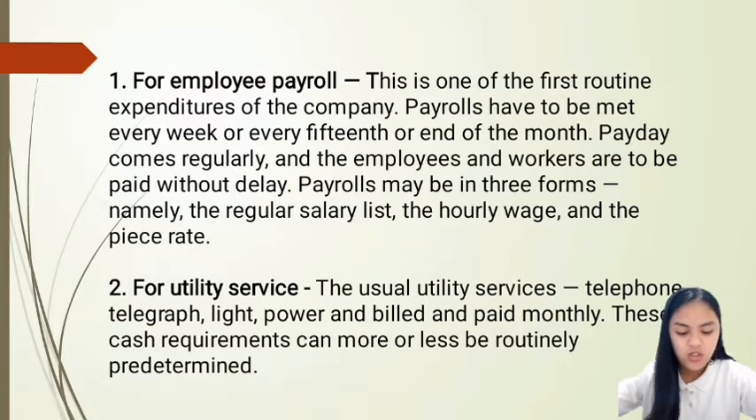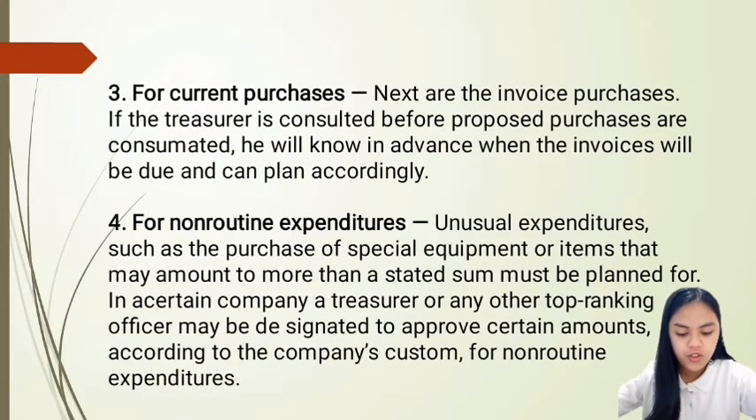The usual utility services, telephone, telegraph, light, power, and water bills, are paid monthly. These cash requirements can more or less be routinely predetermined. And the third is for current purchases. So next are the invoice purchases. If the treasurer is consulted before proposed purchases are consummated, he will know in advance when the invoice will be due and can plan accordingly.